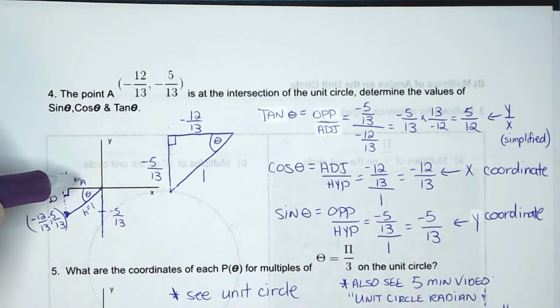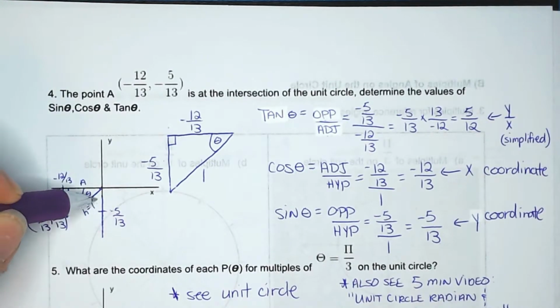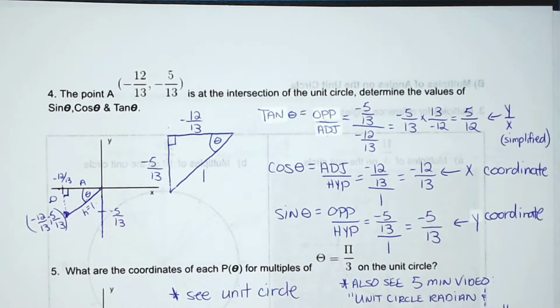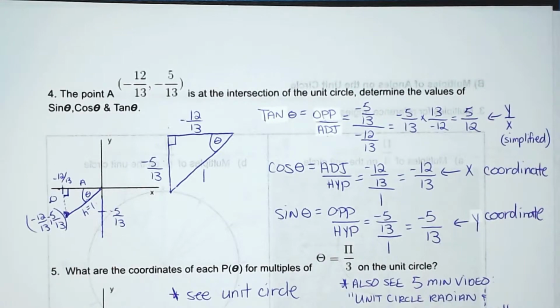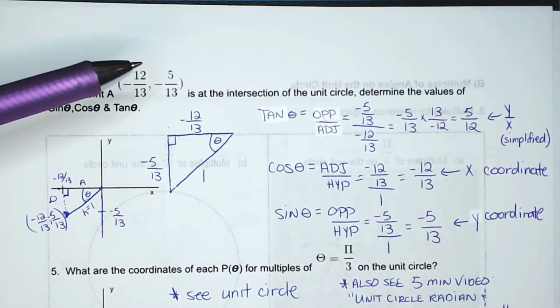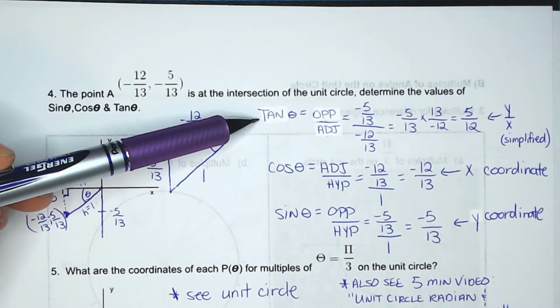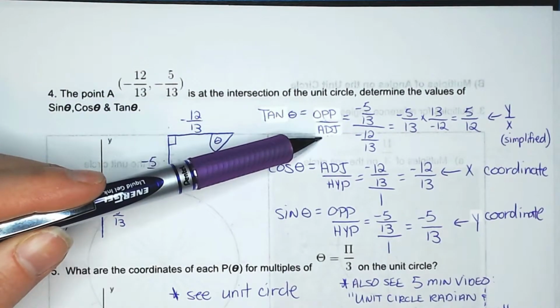So here's our opposite, here's our adjacent, and it says it's on the unit circle, so our hypotenuse is a value of 1. Now I've just taken this and redrawn it so that it's just a little bit more clear for you to see where I'm getting these values. So let's start with tan of theta.